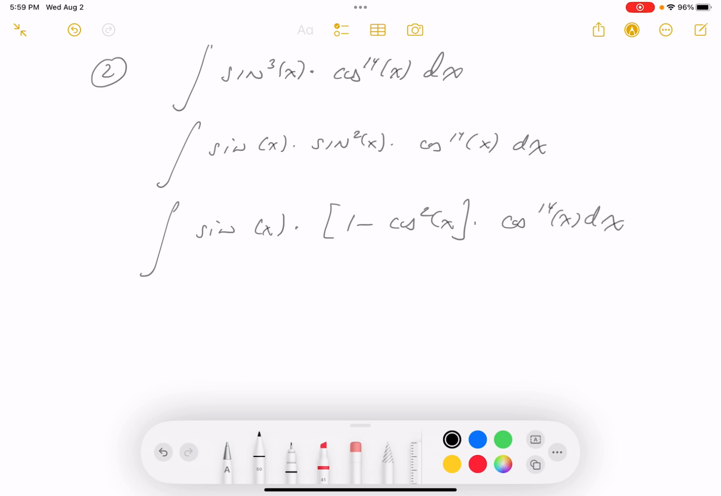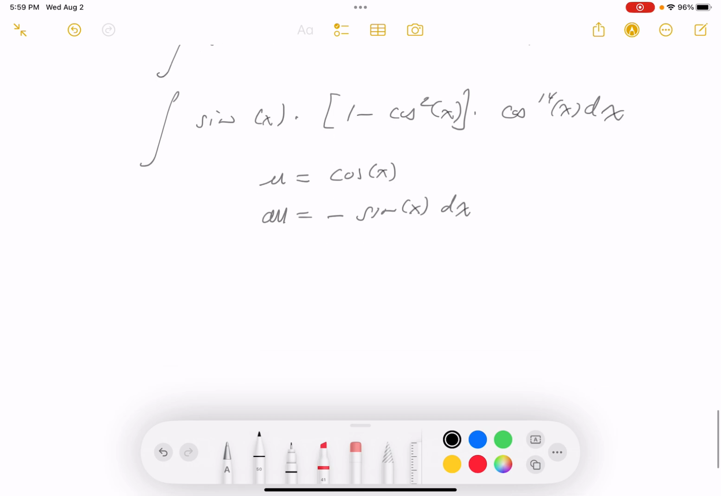All right, what do you do now? I'd probably just let u equal something, right? U equals what? Looks like cosine might work out pretty nicely. Cosine of x. What's du going to be? Minus sine x dx. Sort of seeing that. Let's write that down. So what do I got? Let me emphasize here, I got this. Sine x dx is minus a du. So put the minus on the outside.